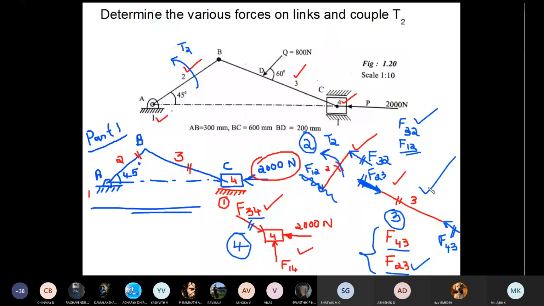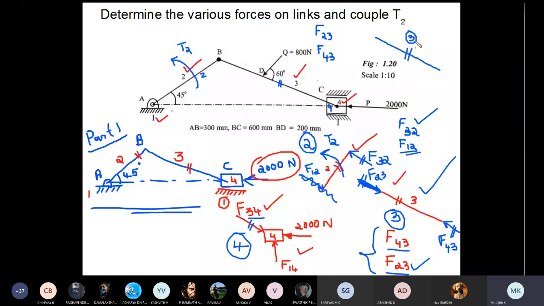Link number 3. We'll draw it here. First, draw link number 3 parallel to this one. This is link number 3. Identify which are the connecting rings. Link number 3 is connected to link number 2. Link number 3 is connected to link number 4. Therefore, two forces acting on link number 3 are: link 2 is applying force on 3, force 2, 3. And 3 is connected to 4, so 4 will be applying force on 3. So you have 4, 3. These are the two forces acting on link number 3.